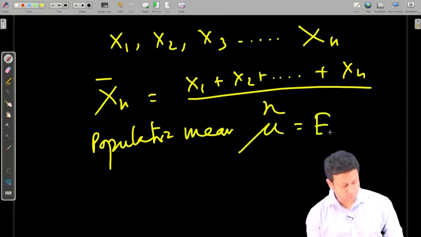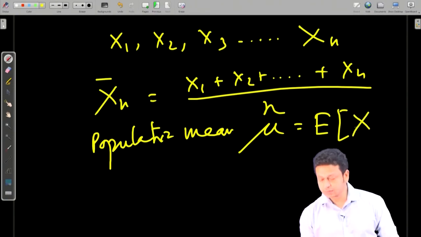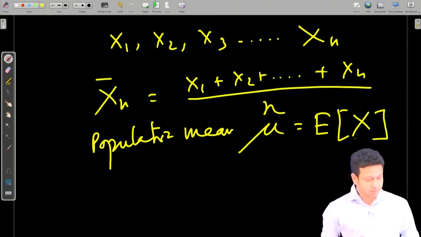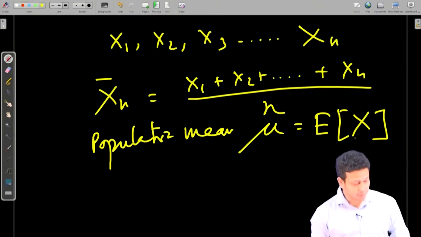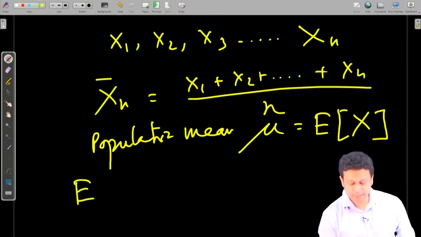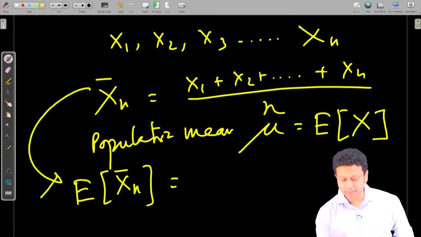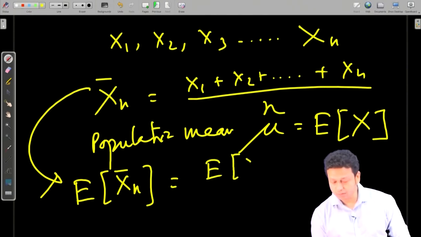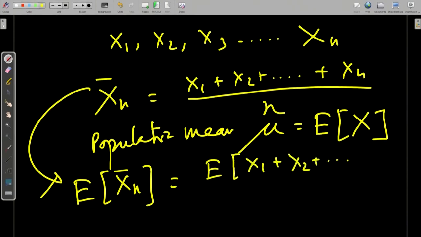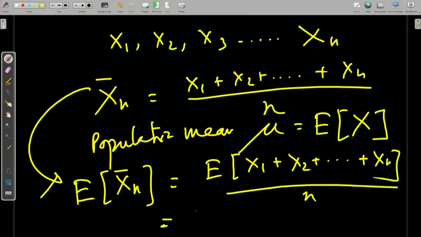and my population mean mu is equal to the expected value of x. So, if I take the expected value of xn, if I take expectation of this one, then I will get the expectation of all the x1, x2 dot dot xn by n, right. So, essentially the expectation of all these different samples is going to give me n mu by n, right, because all expectations are mu and I add them up. So, I get n mu.